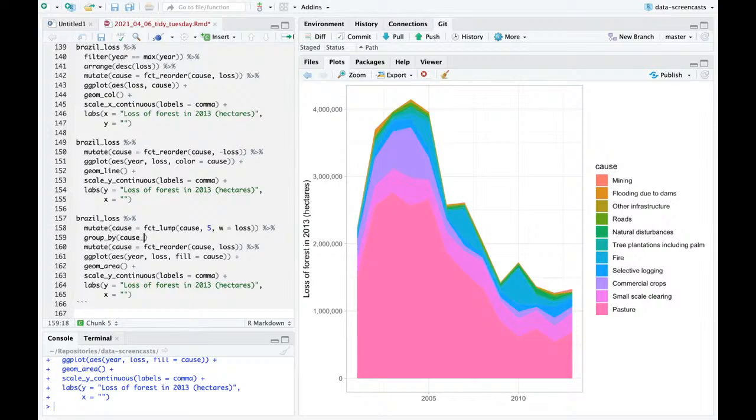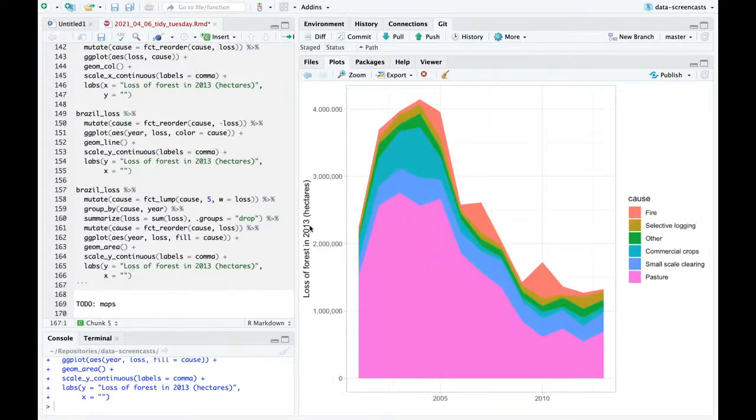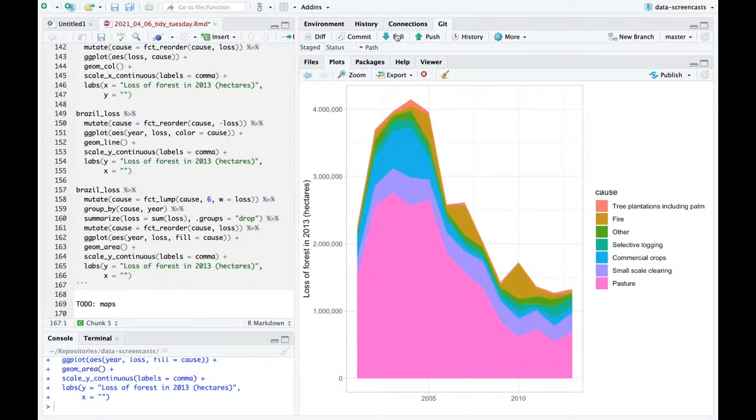Group by cause, year. Summarize loss is sum of loss. Drop the groups. Cool. Now all the others are together. I can add one more than that. Cool. Yeah, so this is pretty good. I do like this graph.